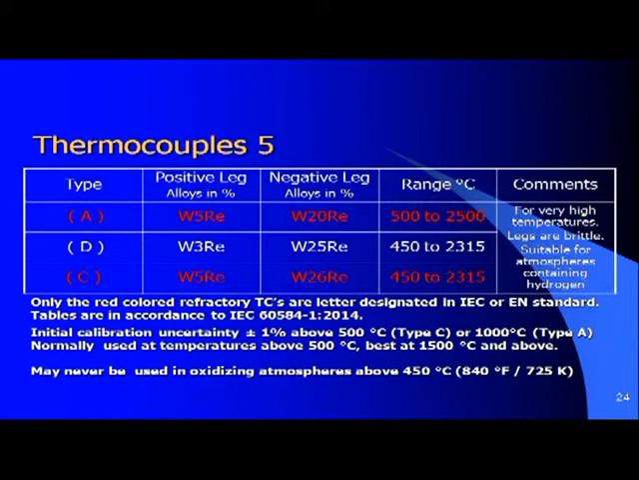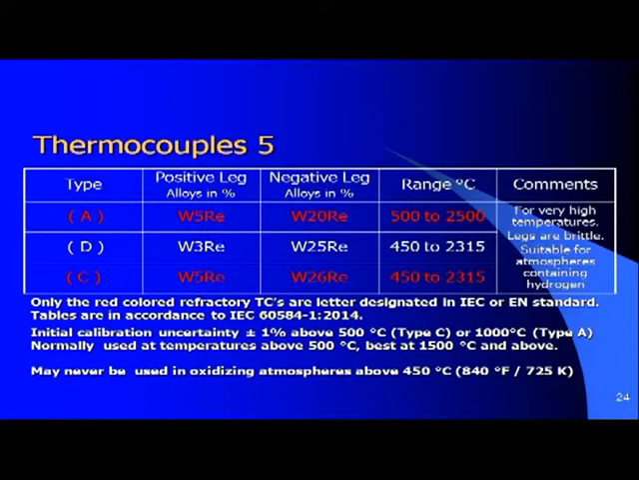The other side is refractory elements may never be used in oxidizing atmospheres, under no circumstances. 450 is really the absolute maximum. At higher temperatures, please be careful, the tungsten rhenium wire can burn, and the burning temperature is somewhere around 3,500 degrees. So this is really dangerous.